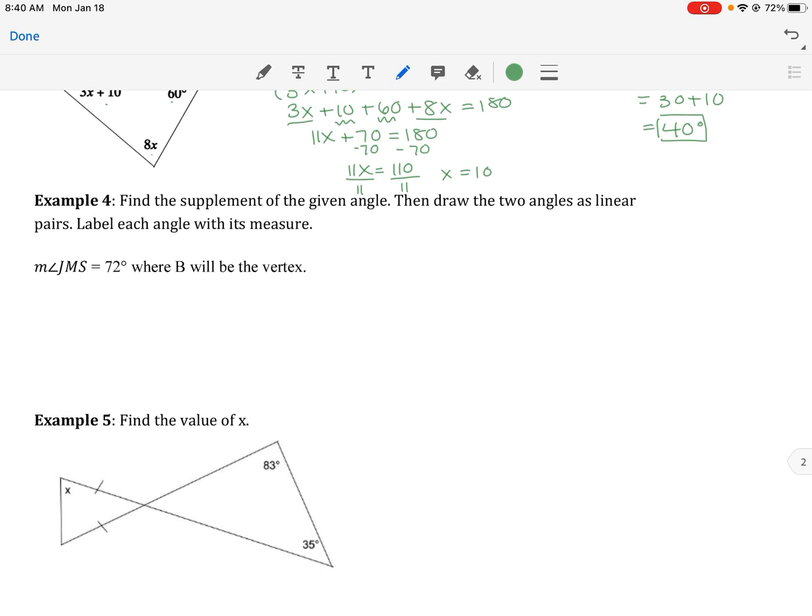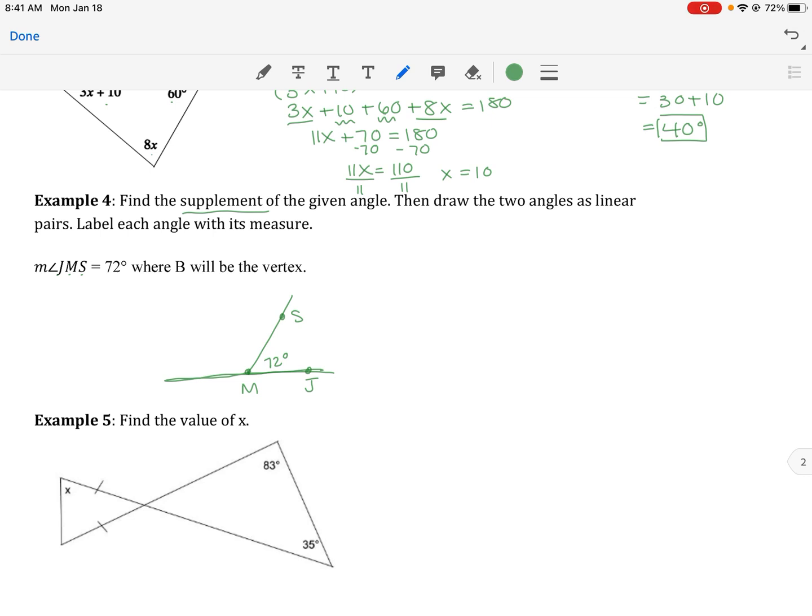Okay. Now we're going to do some drawing and labeling to make sure we understand how the diagrams work. We just practiced some algebra. It said, find the supplement of a given angle. Then draw the 2 angles as a linear pair. Label each angle with its measure. So here it says JMS is 72 degrees. So let's say, okay, it's got to be less than a right angle. If I call it JMS, and this is 72 degrees, we want something that makes a linear pair with it. So that means it's going to form a straight line.